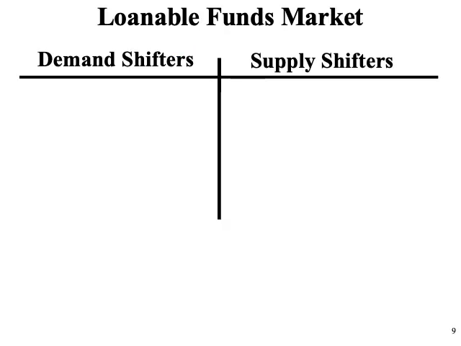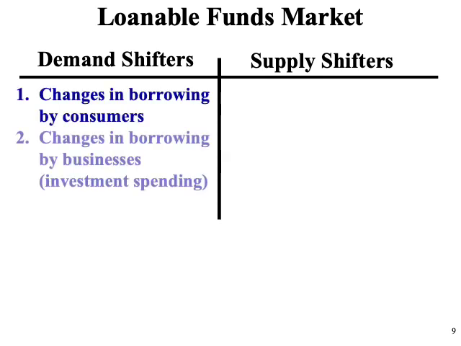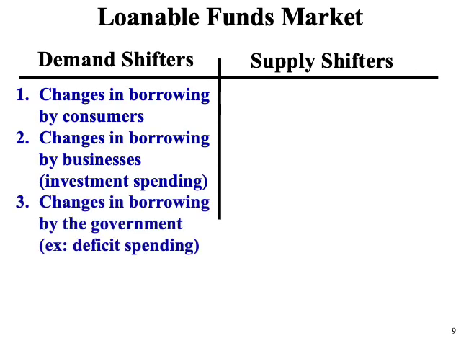So this slide shows the demand and supply shifters. It could be a good reference for you as you're doing the practice problems, although this is not something you need to memorize once you get the hang of the loanable funds graph. So what are things that are going to shift the demand for loanable funds? Basically, anytime you see changes in the behavior of borrowers. There are three groups of people in society who are going to borrow money in the loanable funds market: consumers, businesses, and governments.